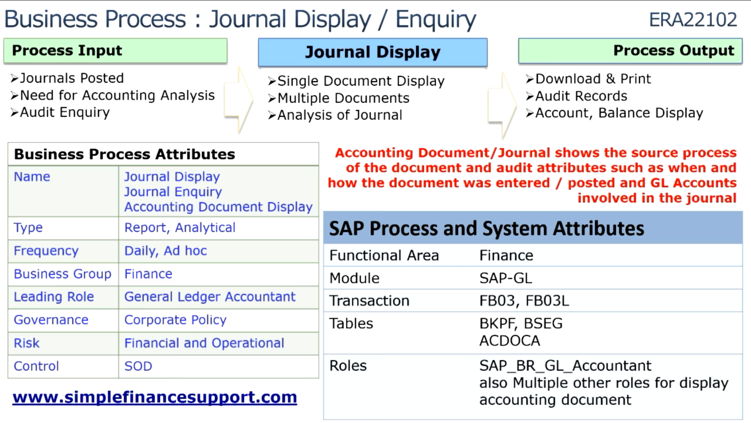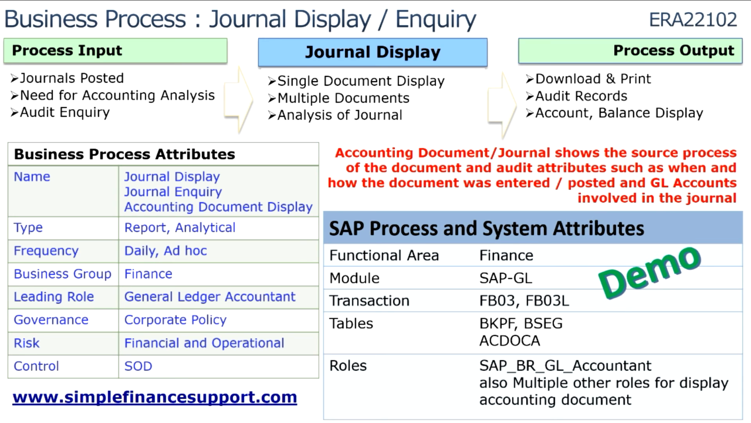If you think of the underlying tables where the data is stored, they are BKPF and BSEG, which hold header information and line item information. In S/4HANA, which is the latest version, the ACDOCA table is the universal journal table, and the entire information related to the accounting journal is stored there. From the SAP roles perspective, the primary role is BR_GL accountant. Of course, multiple roles have these transaction codes available.